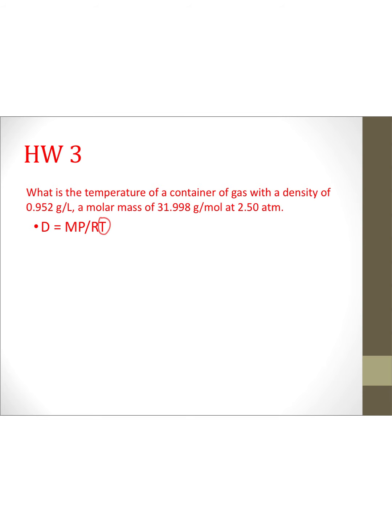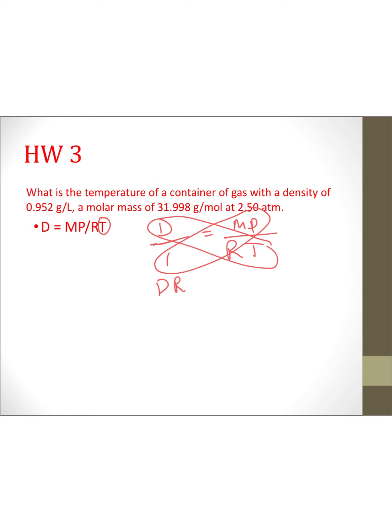Okay, so one trick is to cross multiply and divide. So D divided by 1 changes absolutely nothing, equal MP over RT. Cross multiply and divide until you get T by itself. And my goal once again is to find what is the temperature, so get T by itself.